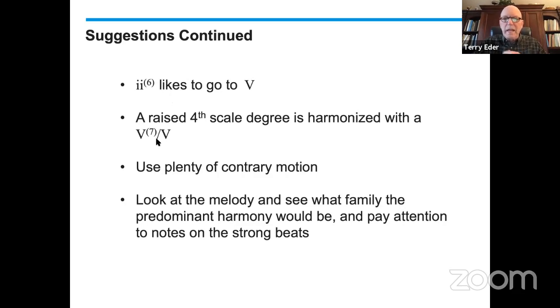2 likes to go to 5. A raised fourth scale degree is probably a 5 of 5. Use contrary motion. This is important for writing this year on the 2 part writing exercises. Use plenty of contrary motion and oblique motion for that matter. Look at the melody and pay attention to notes on the strong beats, okay? So that's all going to be given to you this year.